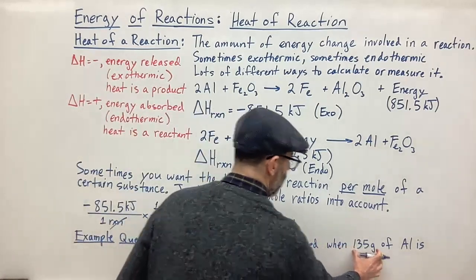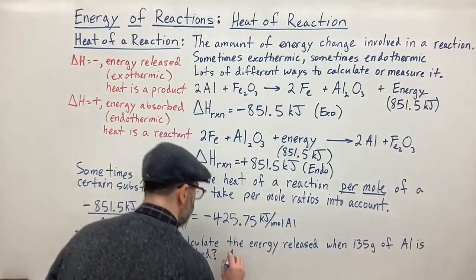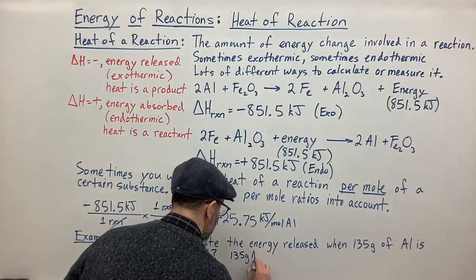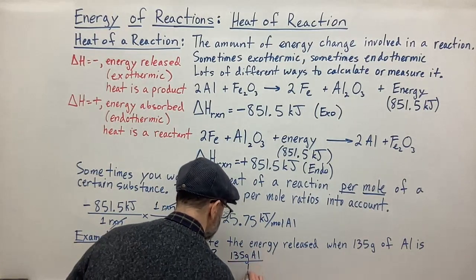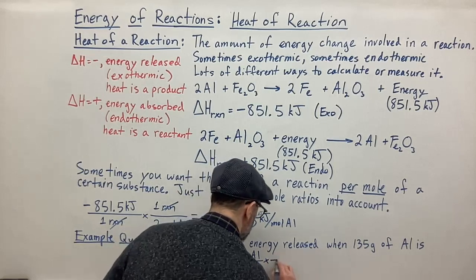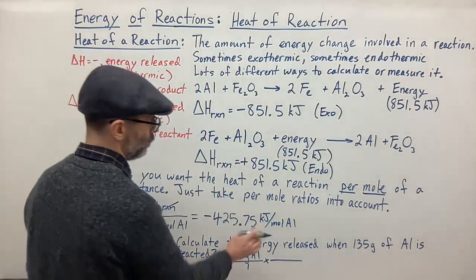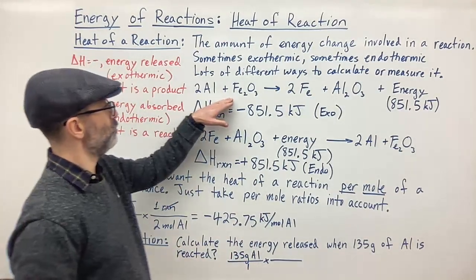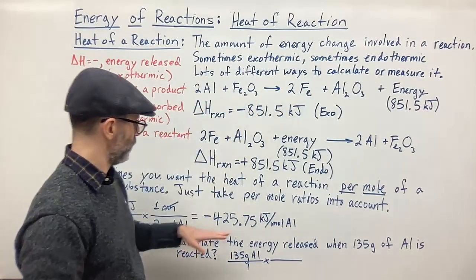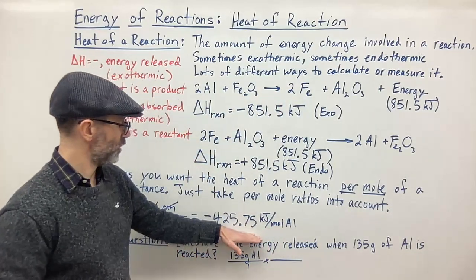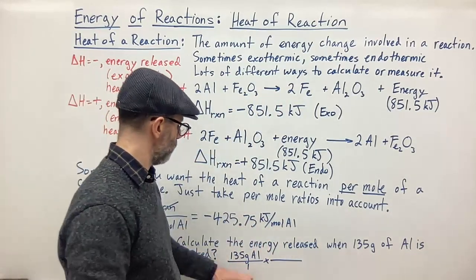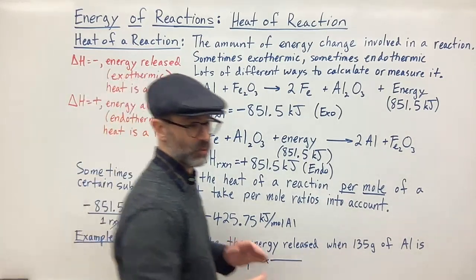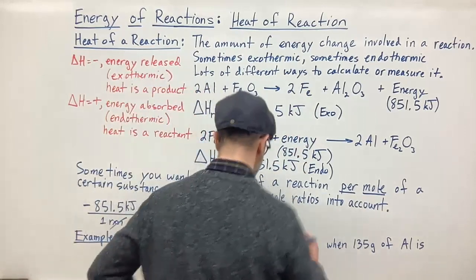They're giving us 135 grams of aluminum. So we're going to take 135 grams of aluminum over 1, and we're going to start to multiply by a conversion factor. The first thing we want to do is convert to moles, because then we can use our mole ratio to convert to energy. So the first thing we want to use is the molar mass of aluminum to convert to moles. The molar mass of aluminum is 26.98.